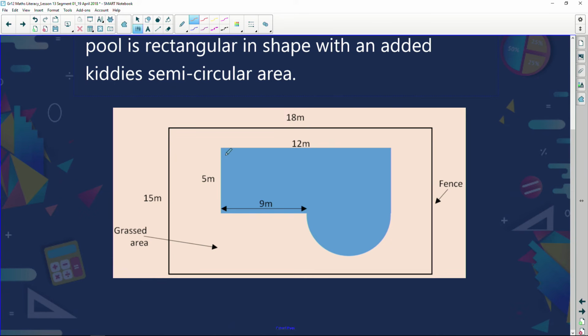How do I do this? I could have several questions. First one could be, calculate the area of the whole pool. Okay, in other words, the whole area within the fence. Second question, calculate the area of the pool. Third question, now calculate the area that needs to be grassed. How would I do this, folks?